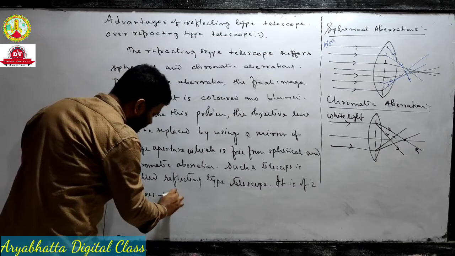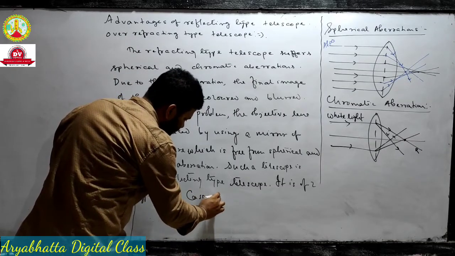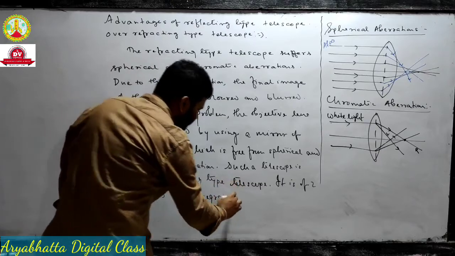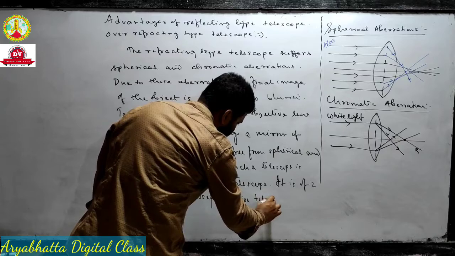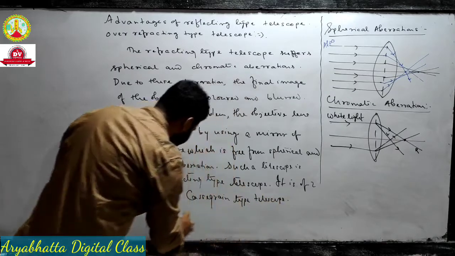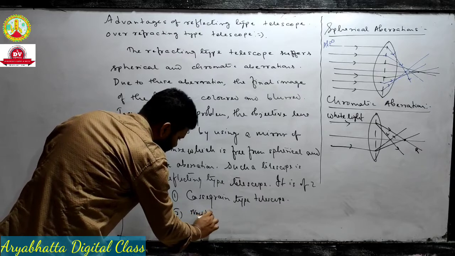It is of two types. Number one is Cassegrain type telescope, and number two is the Newtonian telescope.